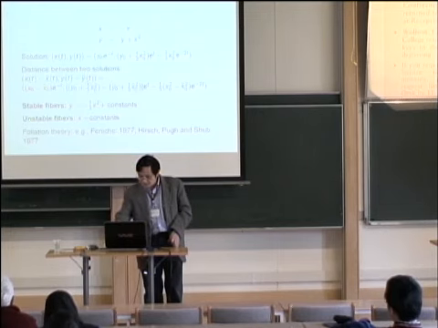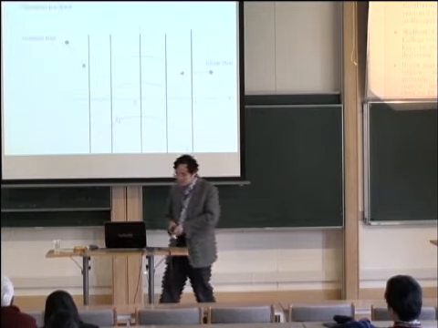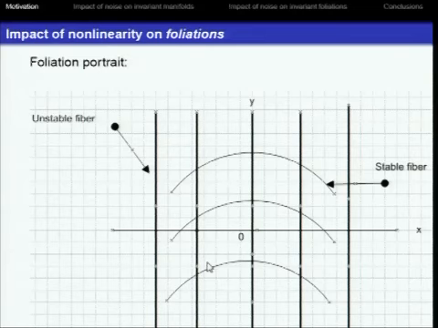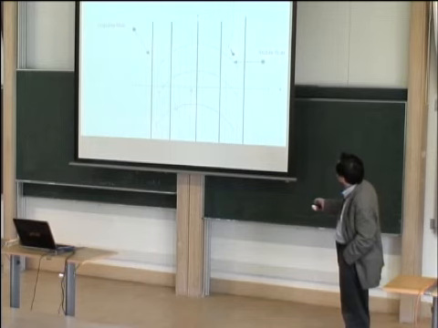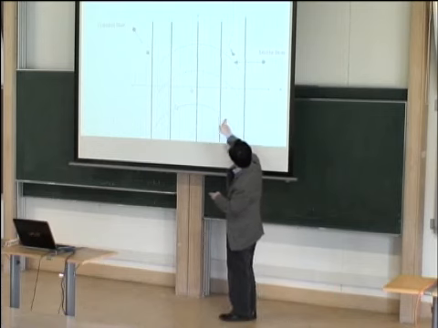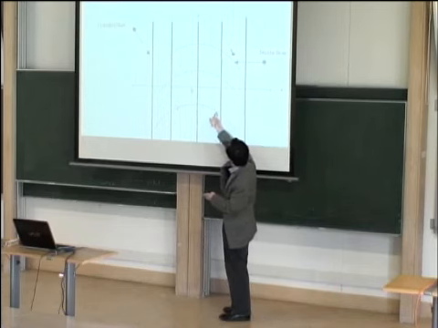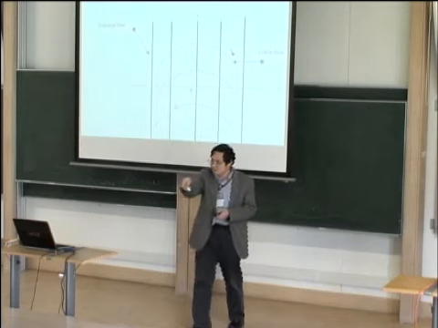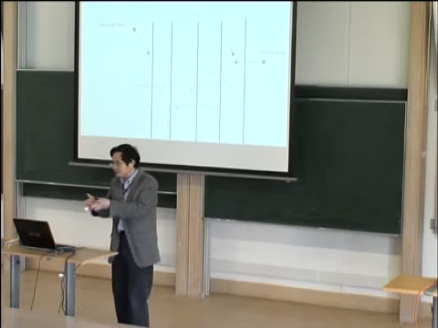Okay, so let's sketch the foliation. Unstable fiber, x equals constant. Now the stable fiber means y equals minus 1/3 x squared plus constant. So these are the fibers, okay? And the stable fiber means if I start these 2 points, one here, then when t goes to infinity, I know they are going to approach each other.